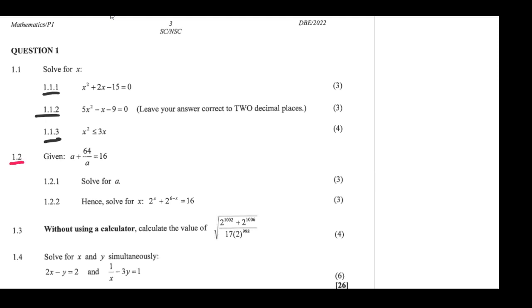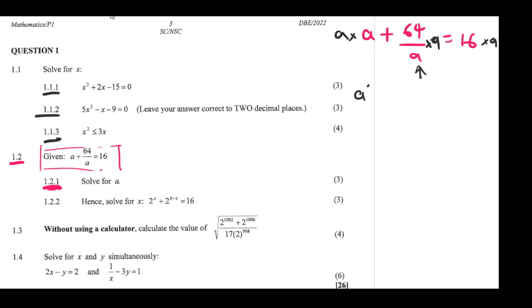Let me erase, and let's go and solve another problem, right? So now 1.2, we are given this problem here, which is a plus 64 over a is equal to 16. So we are asked to solve for a, right? So the first thing we do is, the problem is a plus 64 over a equals 16, right? So the first thing you do is you want to get rid of what's at the bottom, which is a, right? This a here. So by so doing, you multiply by a, and you also multiply by a here, which means you multiply by a. Then you're going to have a squared plus 64 is equal to 16a, right? You transpose the 16a to the other side. You have a squared minus 16a plus 64 is equal to 0.